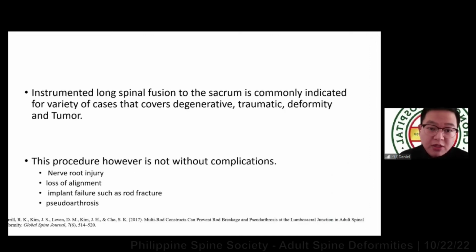Instrumented long spinal fusion to the sacrum is commonly indicated for a variety of cases that cover degenerative, traumatic, deformity, and tumor. This, however, is not without complications. Common complications are nerve root injury, loss of alignment, implant failure such as rod fracture, and pseudoarthrosis.